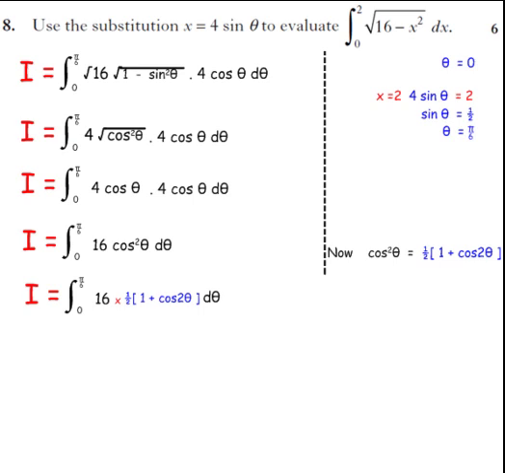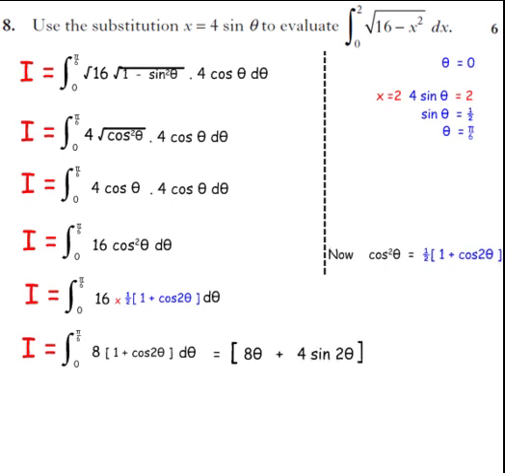16 times a half is 8. So this is the integral of 0 to pi by 6 of 8 bracket 1 plus cos 2 theta d theta. We can now integrate. 8 times 1 is 8, integrated is 8 theta. Then 8 times cos 2 theta, 8 cos 2 theta, integrated is 8 sin 2 theta over 2. 8 over 2 is 4, so that's 4 sin 2 theta.